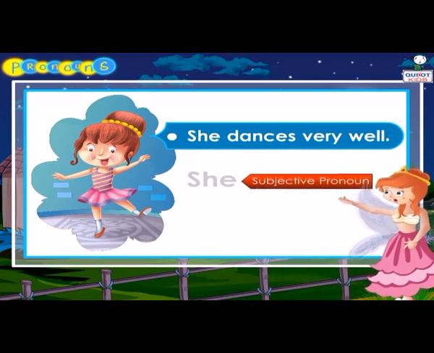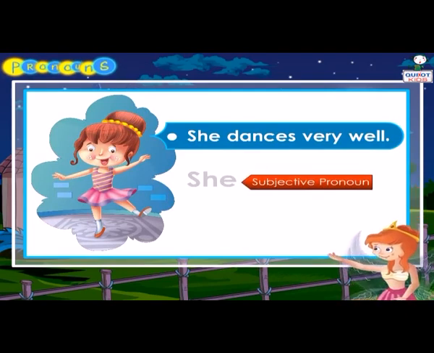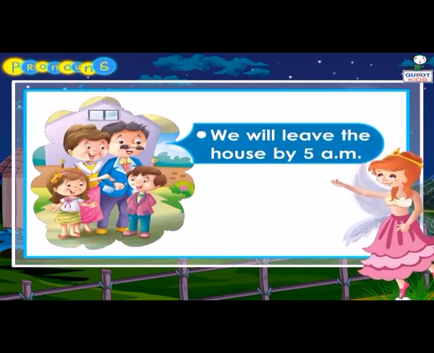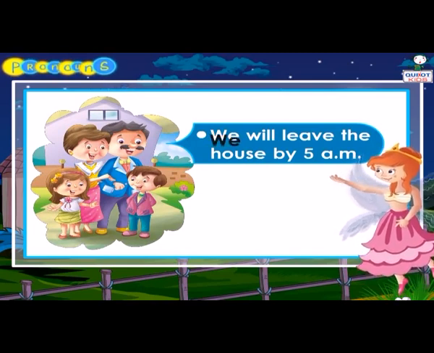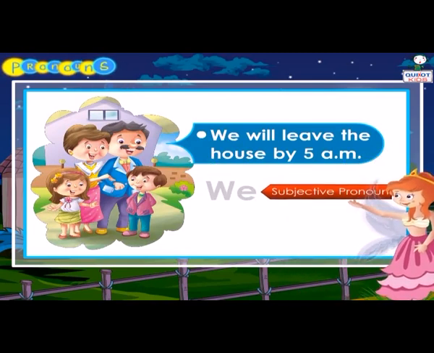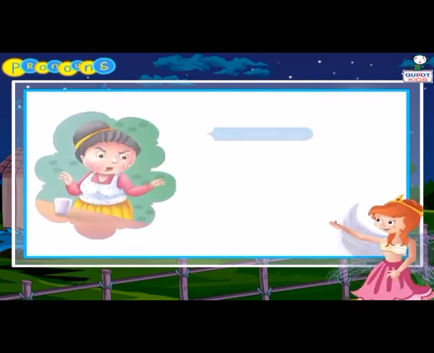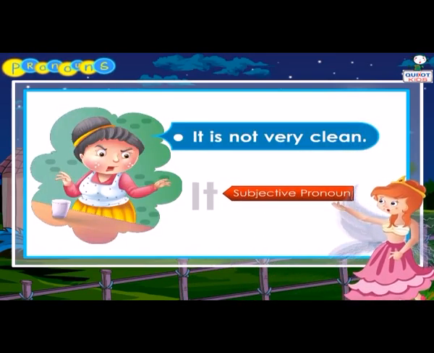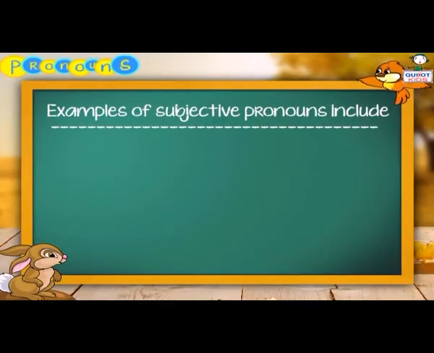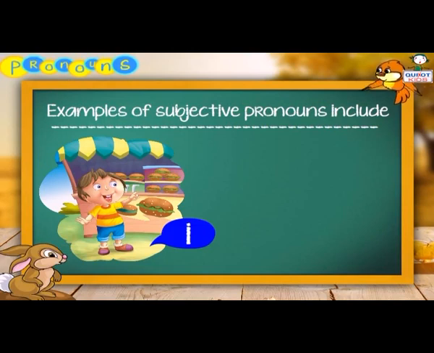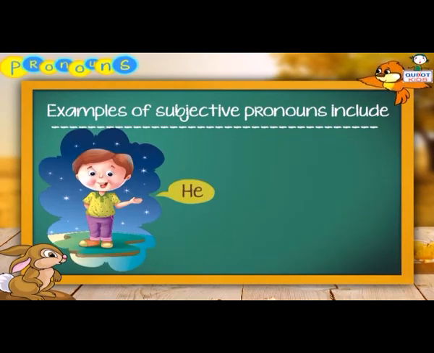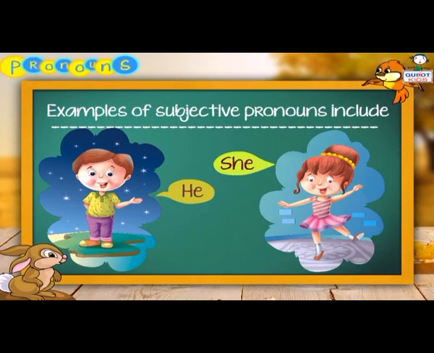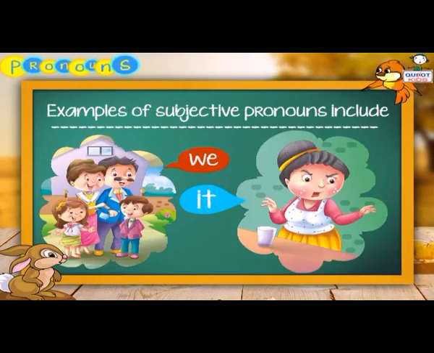She is subjective pronoun. We will leave the house by 5 a.m. We is subjective pronoun. It is not very clean. It is subjective pronoun. Examples of subjective pronouns include I, you, he, she, we, it, and they.